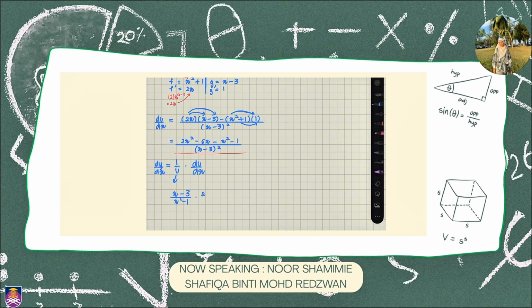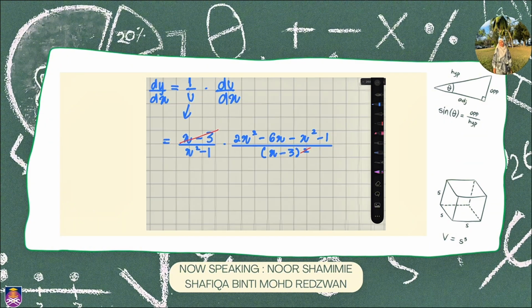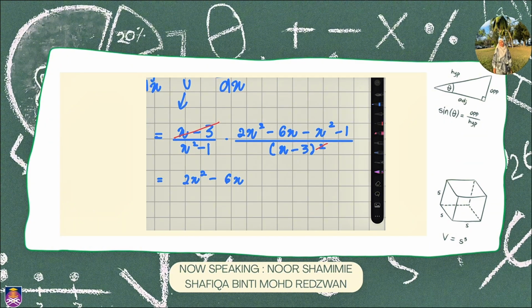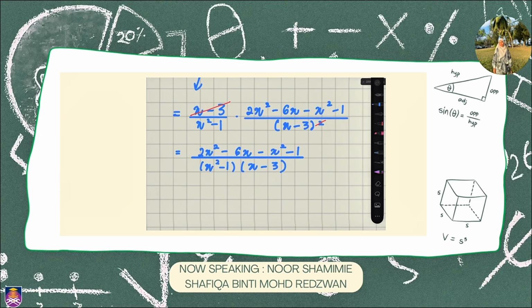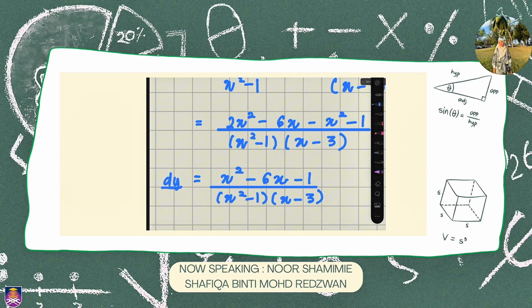Multiply with du over dx, which equals 2x squared minus 6x minus x squared minus 1 over x minus 3 squared. After that, we can cancel out one factor of x minus 3 from the top of the first fraction and the bottom of the second fraction. So this is the final simplification. dy over dx equals x squared minus 6x minus 1 over x squared minus 1 times x minus 3. That is the final answer.